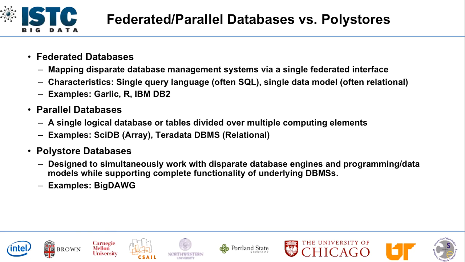Parallel databases, on the other hand, were all about having a single logical database or tables that were divided over multiple computing elements. These databases have been quite popular, and we've seen a number of examples coming up in the past few years. Some examples are SciDB, which is an array parallel database, and Teradata, which is a relational parallel database.